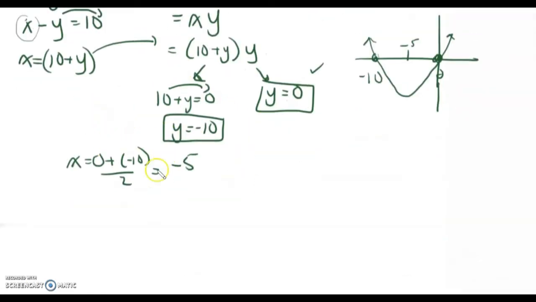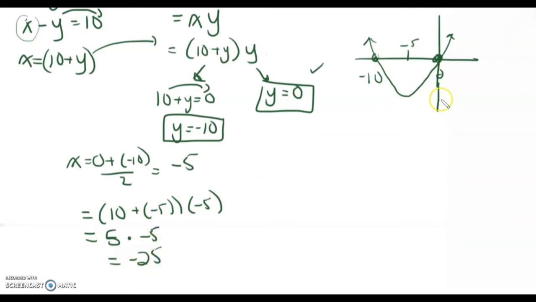Okay, so we're going to take that -5 and sub it into 10 plus -5 times -5. So that's going to be 5 times -5, and I get -25. So the minimum here is going to be -25.